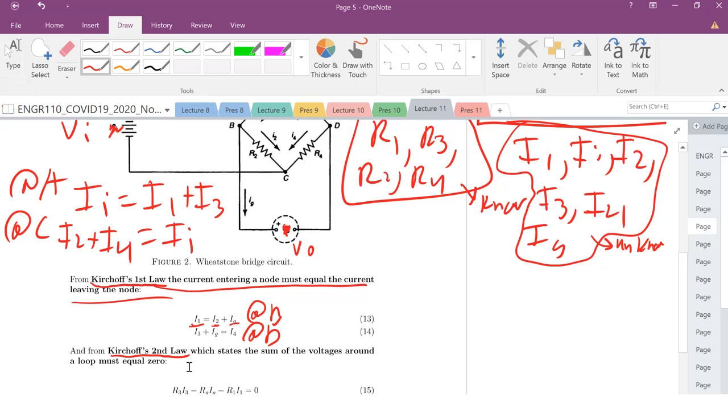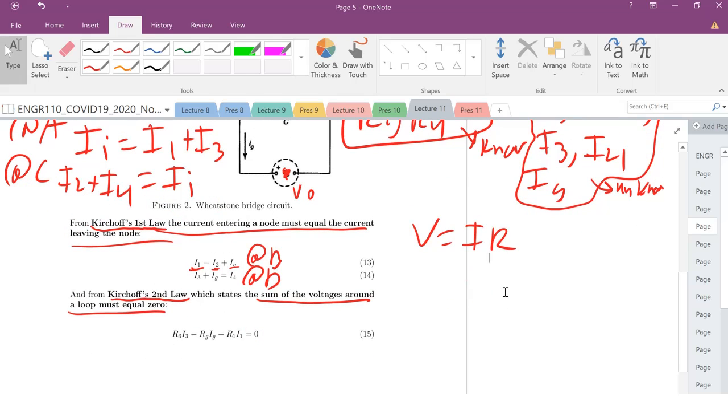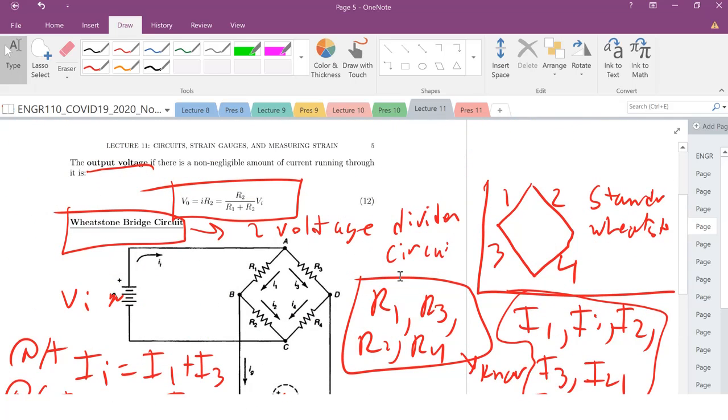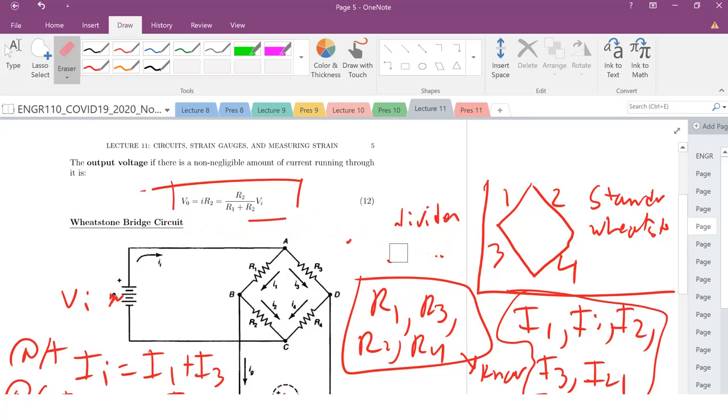Now, what about Kirchhoff's second law? The sum of voltages around a loop must be equal to 0. Again, V equals IR. Let's look at one loop. Let me scroll up here, and I'm going to erase a couple of these just to give us a little bit of room to work with. The sum of the voltages around it must be 0. So let's look, for example, at BAD.